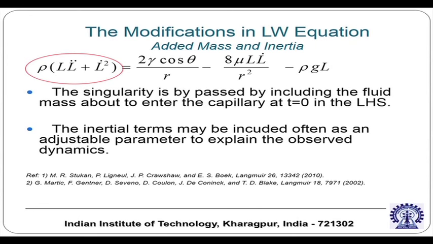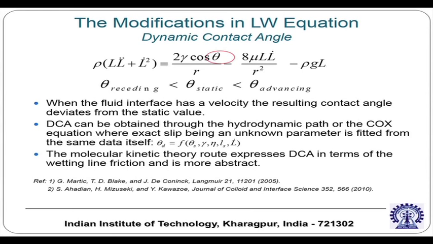So, one is the inertial approach: one includes the mass of fluid entering the capillary at t equal to 0 in the LHS. This is the added mass or the virtual mass that we had discussed earlier. The inertial terms may be included, often as an adjustable parameter, to explain the dynamics. See, in the Lucas-Washburn model, typically we do not have inertial effects because it is viscous versus surface tension. So the inertial term may be used as an adjusting or fitting parameter to match the observed phenomena with the behavior from the equation. That is one group of researchers who have done this.